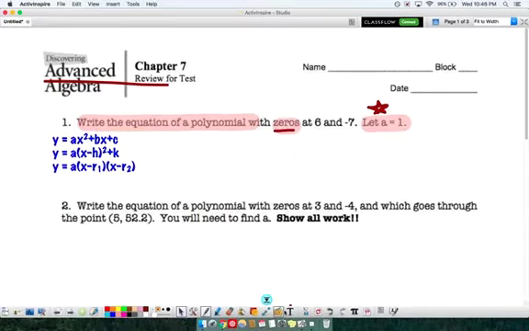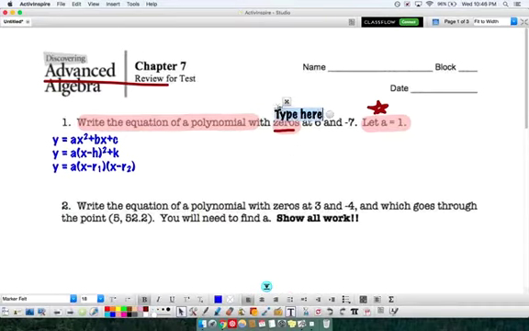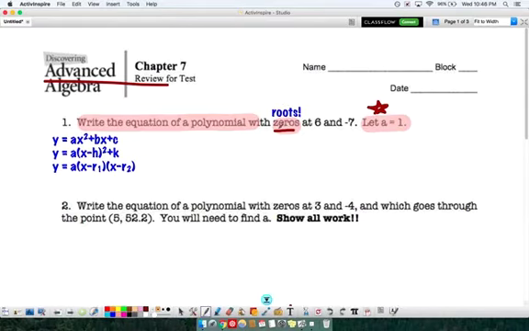Zeros. What's another word for zeros? Roots. So, what form are we going to use if we're writing an equation here? Well, we're talking about roots and zeros. So we're going to come over here and look at this factored form, because here's a root, r1, here's a root, r2.